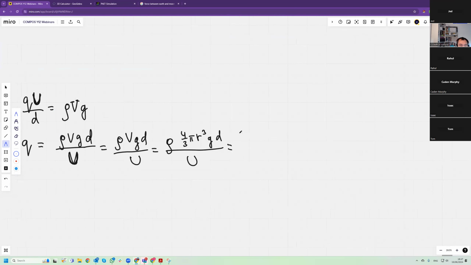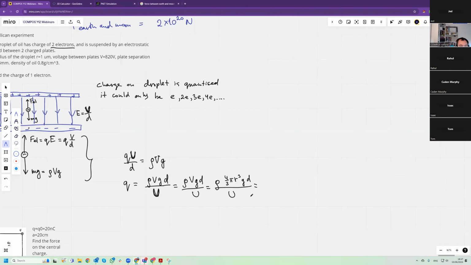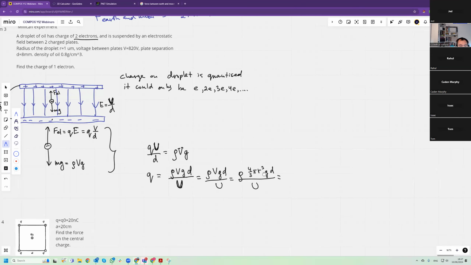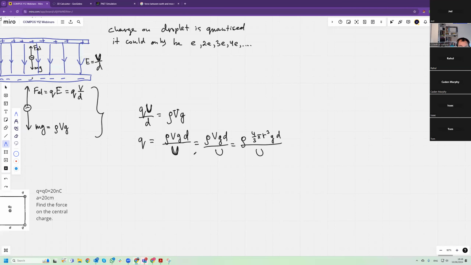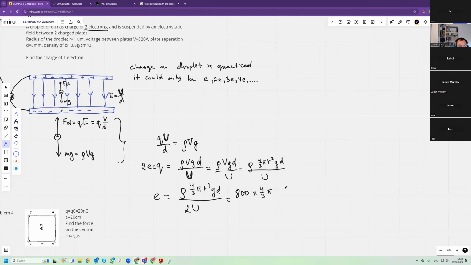Okay, so this is the charge of 2 electrons, right? So he worked out that there's 2 electrons. So the charge of 1 electron is rho 4/3 pi r cubed g D divided by U, divided by 2. So density of oil is 800 multiplied by 4/3 pi r cubed. The radius is 1 micrometer, so it's 10 to the minus 6 meters, cubed.